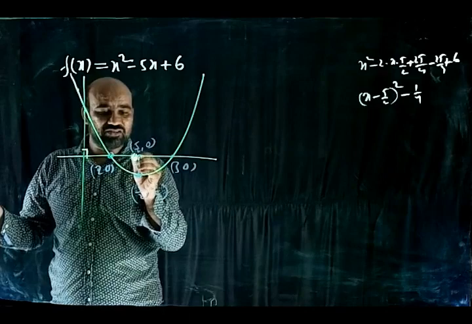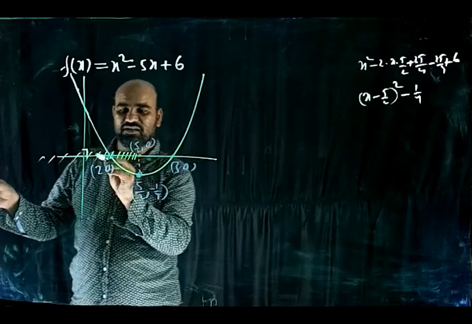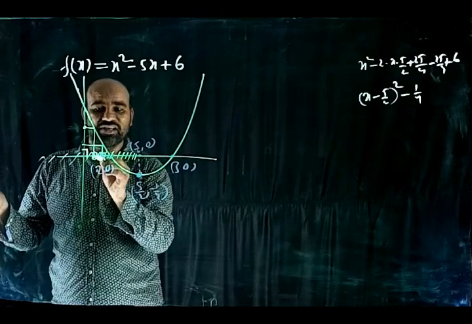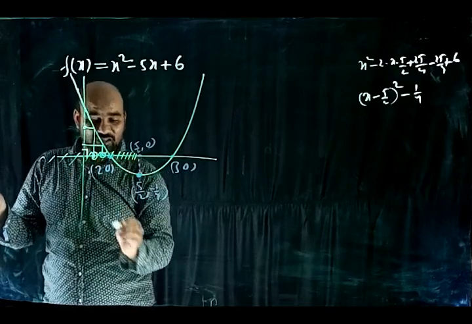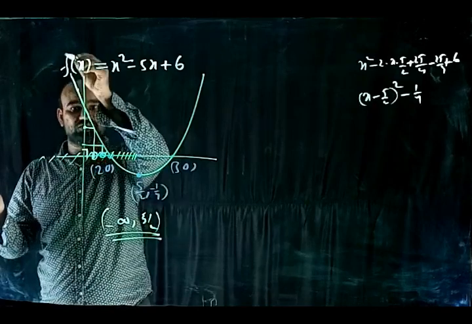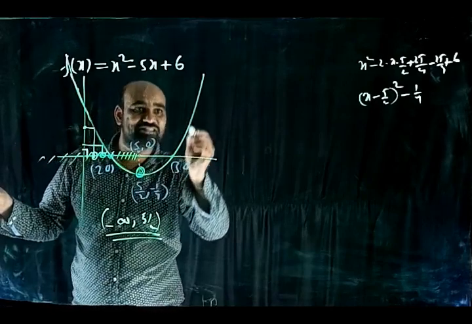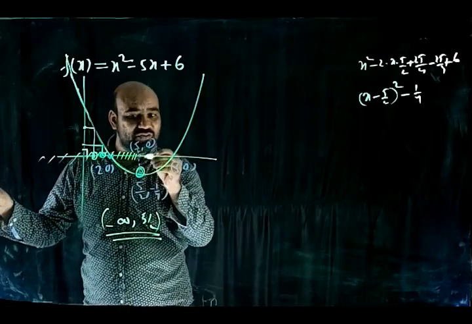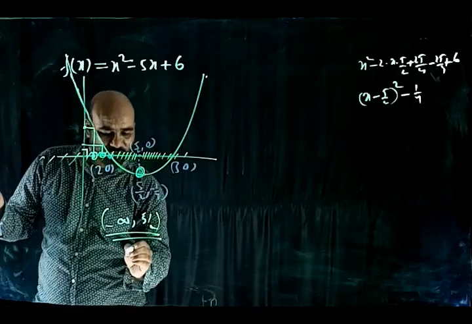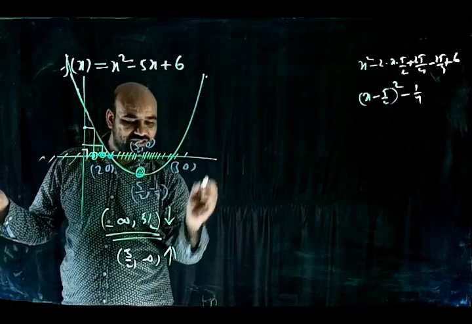So if you take these values of x, for all these values of x, the function is decreasing. Observe here, x is increased but y decreased. So if the values are from minus infinity to 5 by 2, open interval, the function is decreasing. After this point, again increasing. Means if the values of x are greater than 5 by 2, the function is increasing. Means open 5 by 2 to infinity, the function is increasing. In the other interval, the function is decreasing.